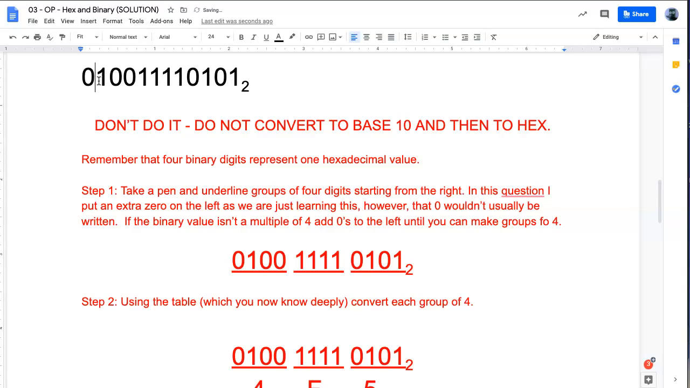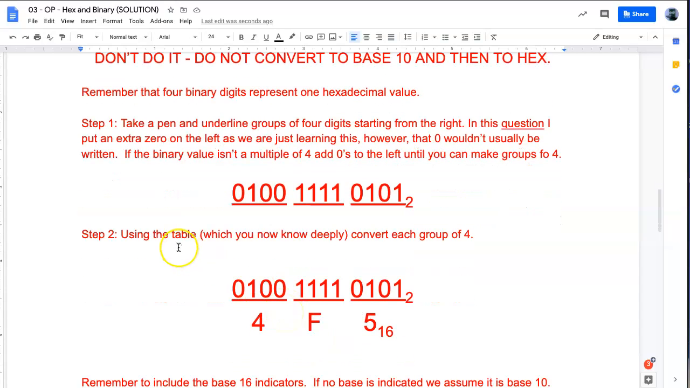But I put it there because it's the first time students are doing this, and I want them to understand that you want to group them in groups of 4. But if you get here and you don't have 4 in your last one, you just add zeros. And then, using that table, which you now know deeply and have internalized, you can convert those groups of 4 into hexadecimal values.